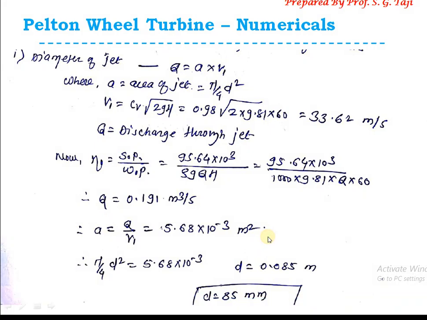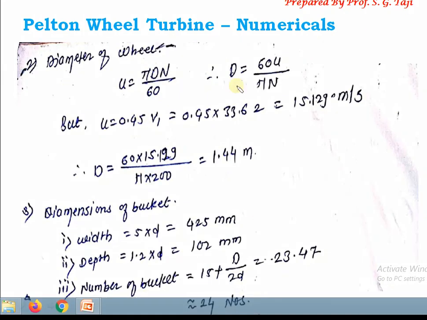Now second thing, as we have calculated V1 already, we can easily calculate U, as they have given U is equal to 0.45 of V1, that is 0.45 times the velocity of the jet. So I am going to calculate u, which is coming out as 15.129 meter per second.